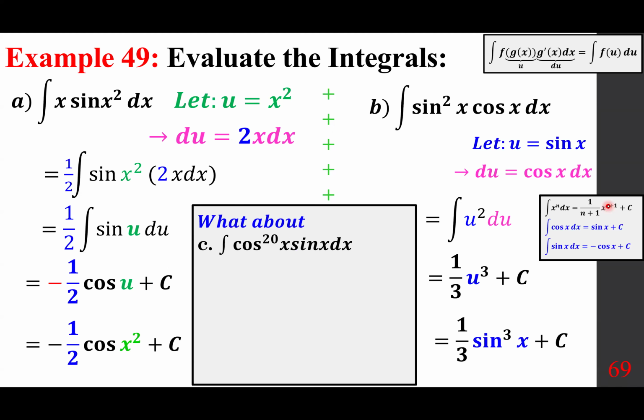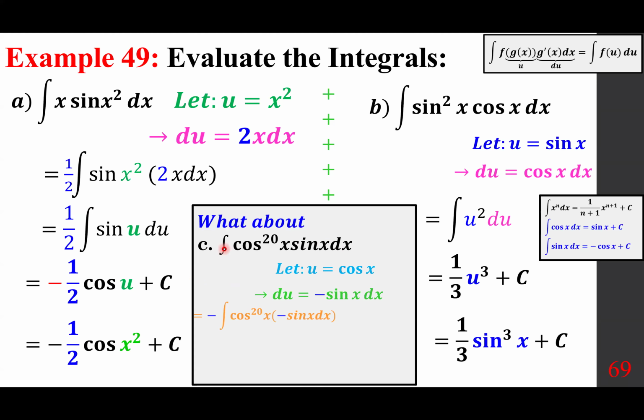What about the integral of cosine to the power of 20 x times sine x dx? Again, this one has the exponent. Cosine is the choice of u. As you know, its derivative is negative sine, so du becomes negative sine x dx. Not a big deal. We need negative sine x dx, which is missing. We put a negative in and out.